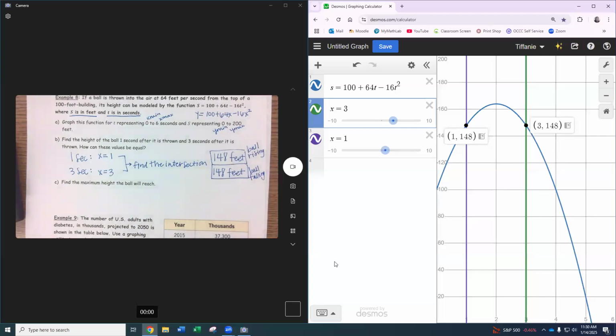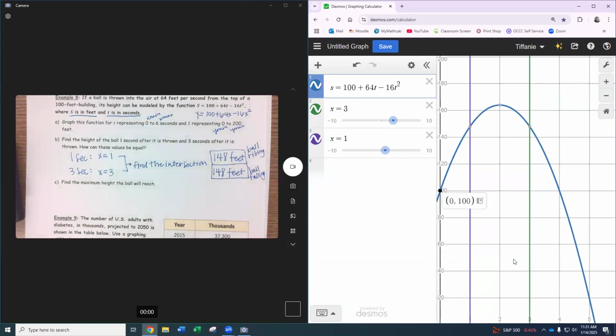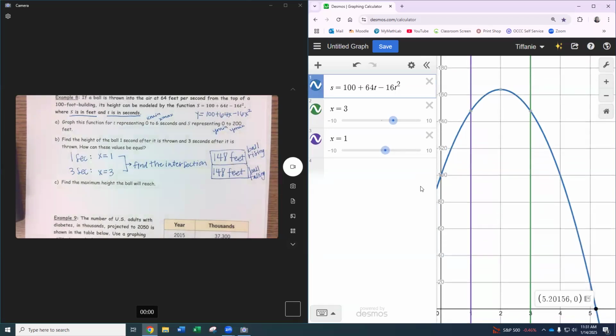Part C wants us to find the maximum height of the ball. So you can leave these in here if you want, or you can get rid of them. But remember, if you click on this graph here, it will show you two things. It shows you your axis. So here's my x-axis. Here's my y-axis. And those two things are representing important things that we will get into in future lessons. This is how long it takes for the ball to hit the ground, so roughly 5.2 seconds. And this one represents the height of the ball when it started at 100 feet.